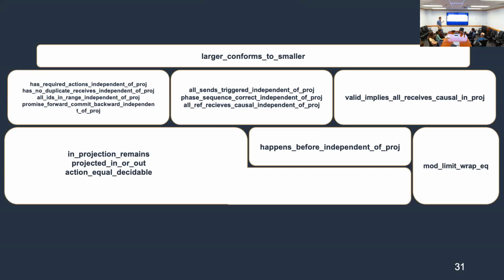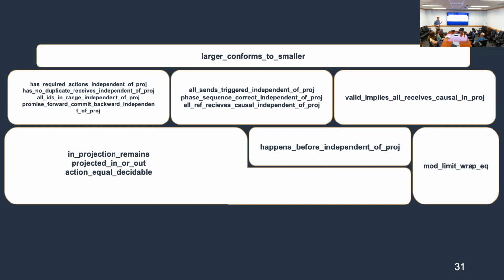This is just saying that if the rule holds for a trace before we project, then it's going to hold after we project. It's independent of projection. And that's true for most of the rules, with one exception. All receives causal is not independent of projection.